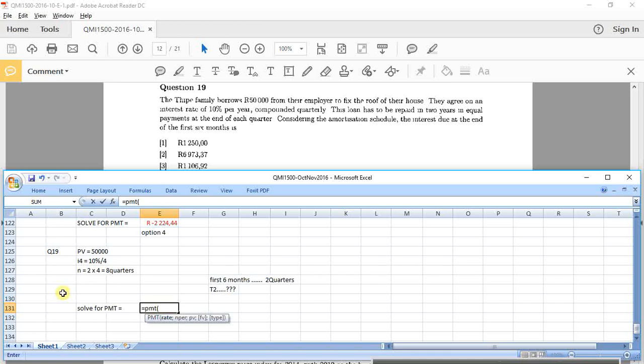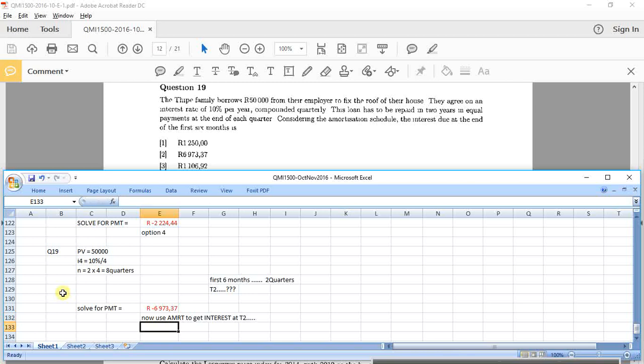The rate is 0.10 divided by 4. The N is 2 years with 4 quarters, 8. The PV is 50,000. That gives me 6973.37. What is that? That's the payment. That's not the interest due at the end of the first 6 months. Now use amort to get interest at T2.